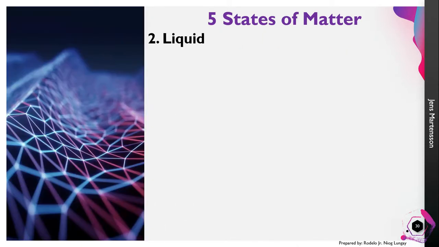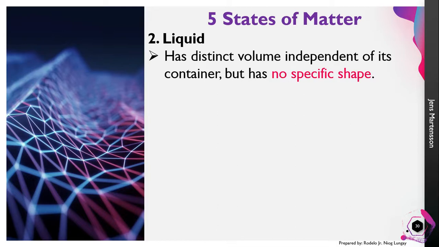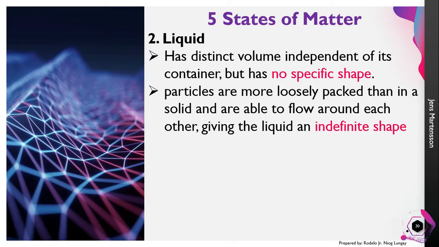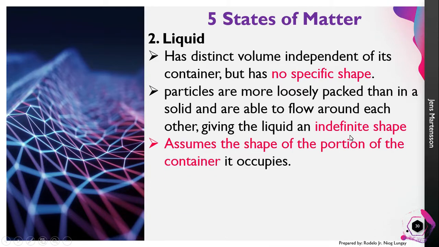Next is liquid. A liquid has a distinct volume independent of its container, but has no specific shape. Again, no specific shape. Liquid has no specific shape, no? Its shape depends on the container that it occupies. Okay? So particles of a liquid are more loosely packed than in a solid. Compare the particles of liquid and solid: they are looser, not stuck together like in a solid, and they are able to flow around each other, giving the liquid an indefinite shape. So liquid just assumes the shape of the portion of the container it occupies; it has no specific shape.